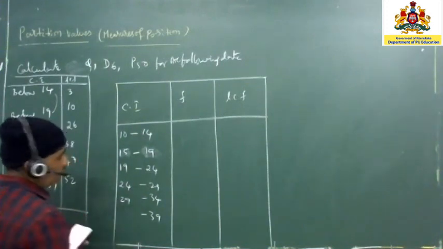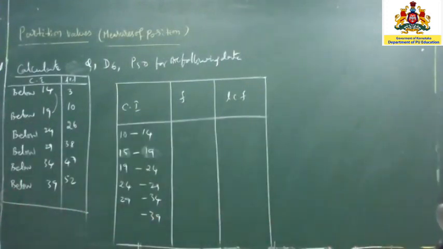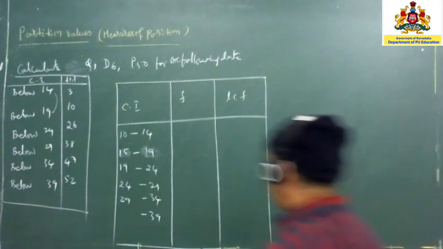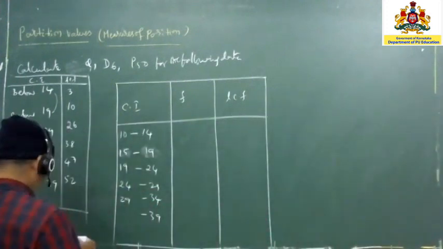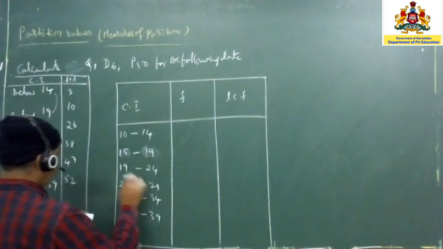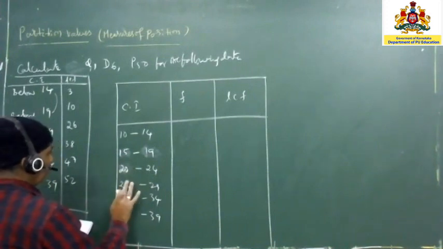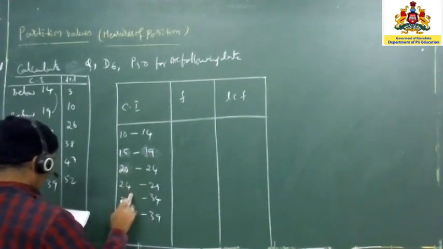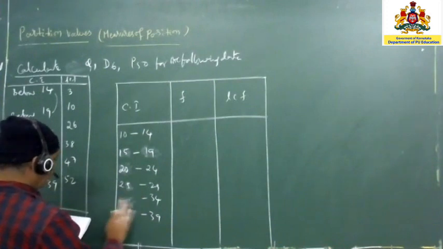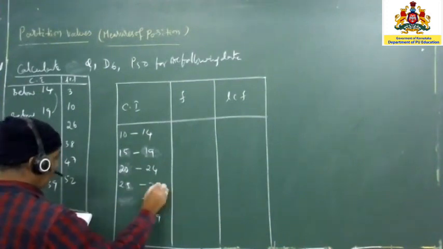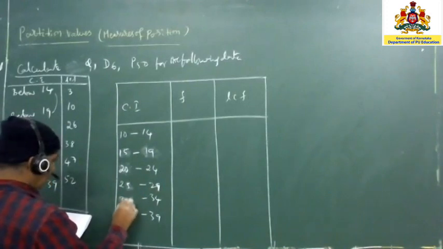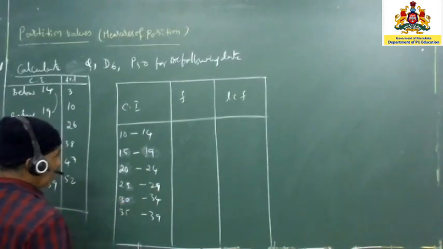Okay, one second. Just now we have already done this kind of sum. The same sum we have done. So 15 to 19, 20 to 24, and here 25 to 29, because it is an exclusive class. You very carefully have to calculate it properly. This is 29, and 30 to 34, and 35 to 39. This is the way.